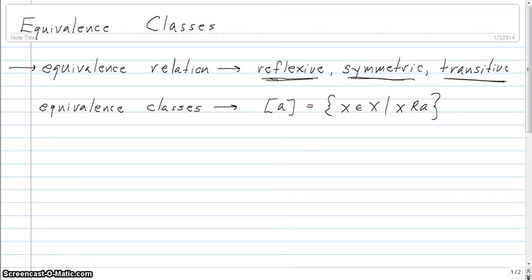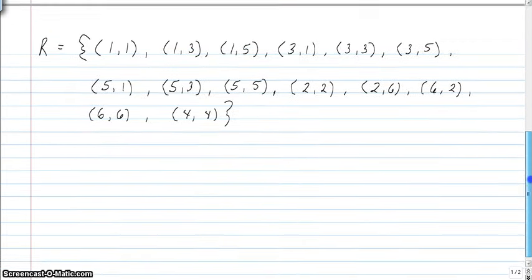And then there's this new idea of an equivalence class. These brackets are used to indicate an equivalence class. Basically, the equivalence class of A is just a list of all elements from our set X that we define our relation on. It's a list of all elements that are related to A. So let's take a relation and look at an example.